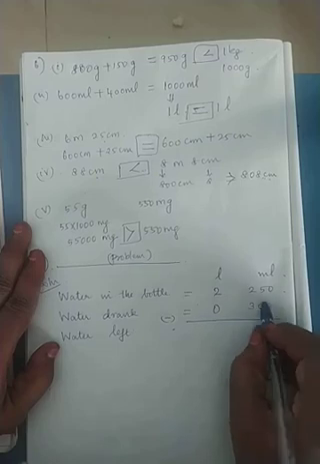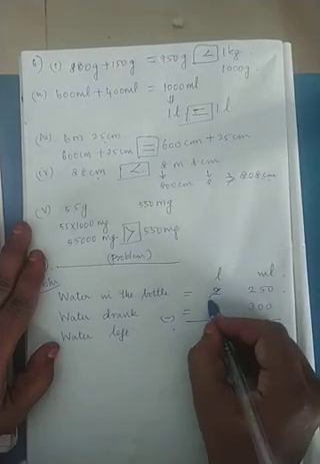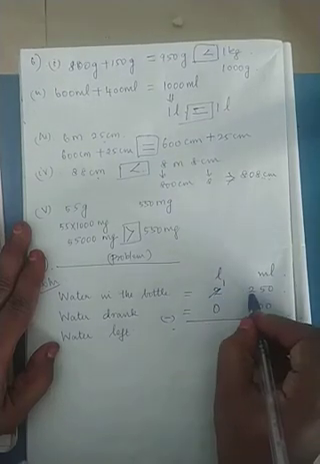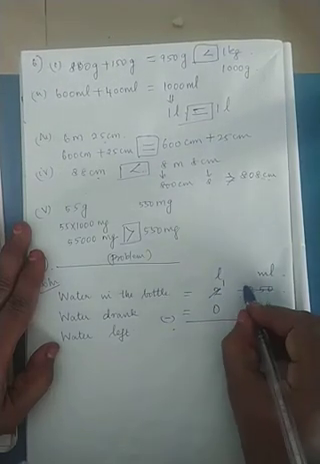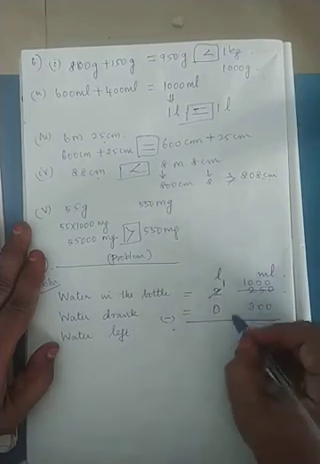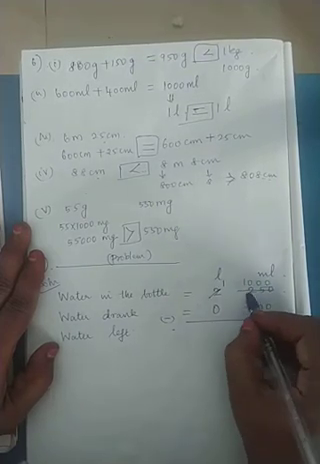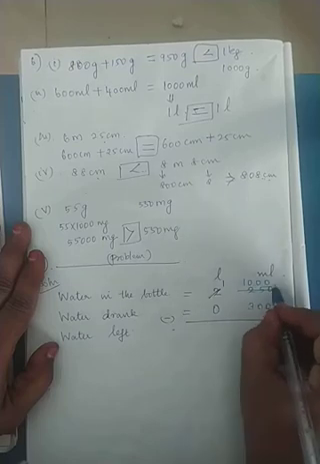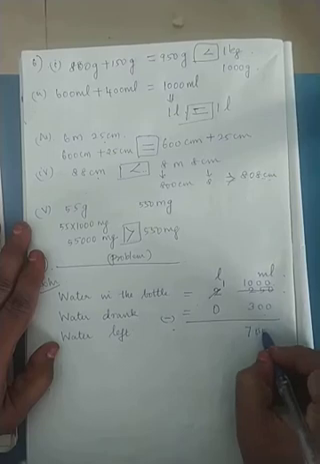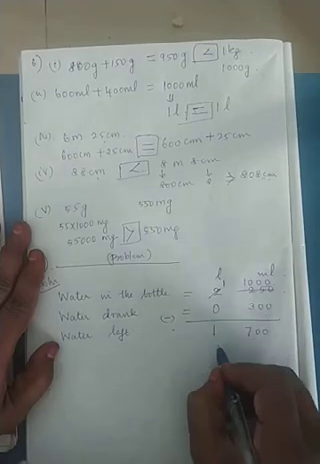So I have to borrow from the liter. I borrow 1 liter. 1 liter will be equal to 1000 ml. You have to cancel it like this, not like our single digit borrowing. So totally you have to cancel and write 1000. What is 1000 minus 300? It is 700. And here this is 1.